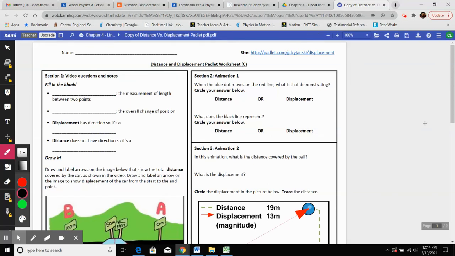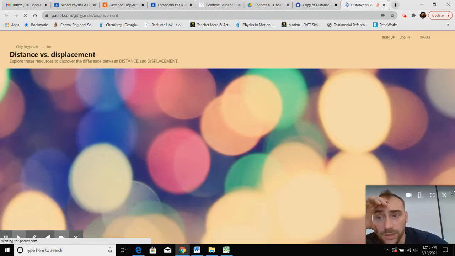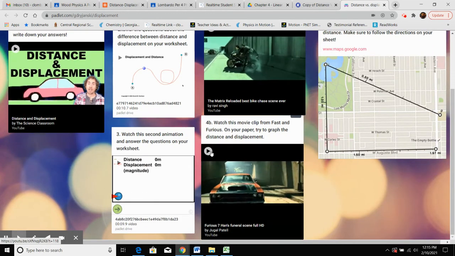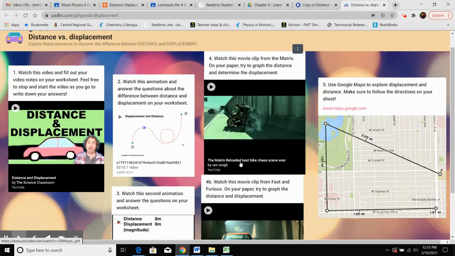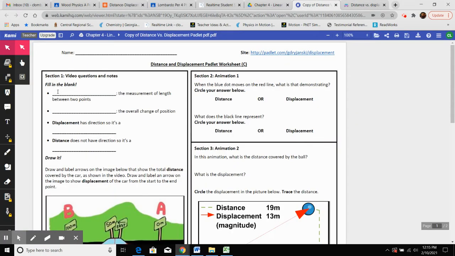Okay, guys, so today's assignment was the Padlet for distance versus displacement. In the top right-hand corner, if you have the select option out, you can click on the link and it will open to this website that has a bunch of videos and clips for you to view. After viewing them, you are to answer those questions. So let's go along and fill out some of these.